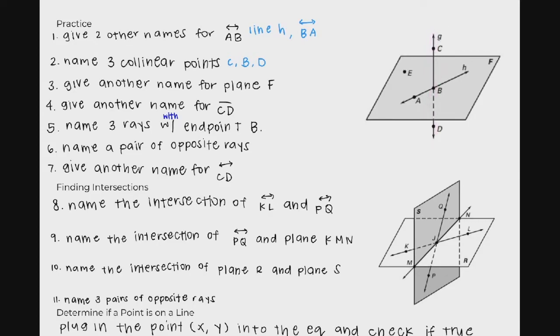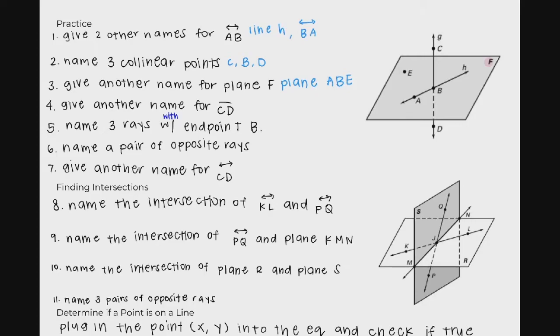Give another name for plane F. So F is right here, so we're looking for the name of that plane there. And for this, we'll need 3 points. So we can call this plane A, B, and E, since these 3 points here are on the plane. And it doesn't matter what order you put these letters in, you can also call this AEB, BAE, and any other variation.